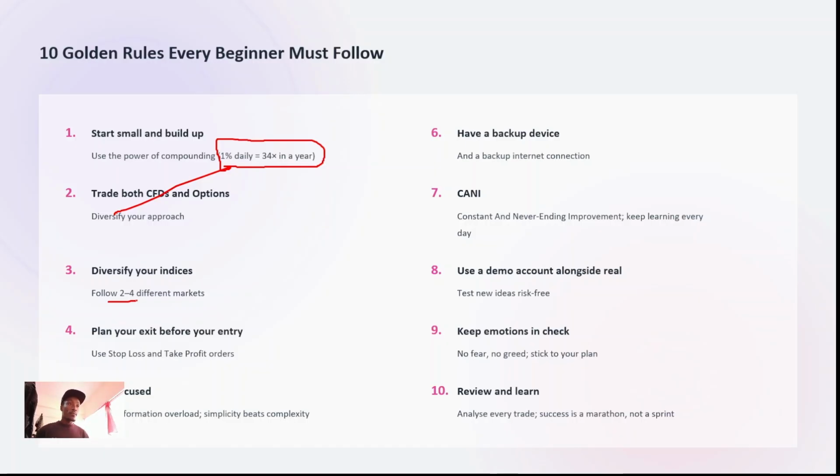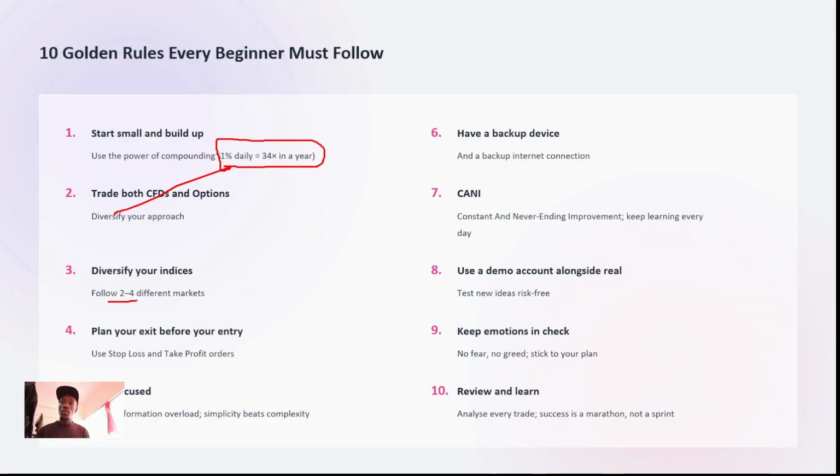And now you also have this other one. Rule number 7, constant and never-ending improvement. Keep learning every day, by the way. As you can see, even right now, I'm also learning. The more I read, the more I keep learning every day.